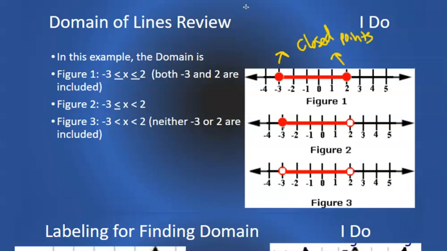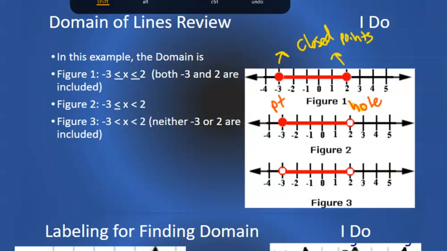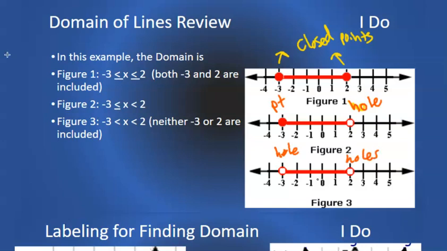Figure 2 is negative 3 is less than or equal to x is less than 2. This one is a hole. And then this was a point. And then figure 3, we have negative 3 is less than x is less than 2. Neither negative 3 nor 2 are included. They're both holes. So since these are both holes, they're not included in the set.